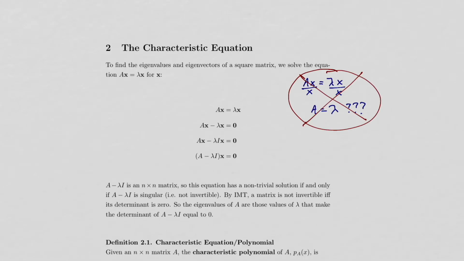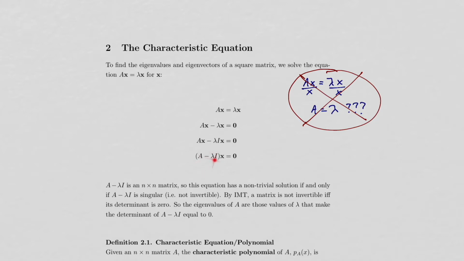Okay, well, what do we do instead? We can subtract lambda x from both sides, and then we can write lambda x as lambda times I times x. That might seem like a strange thing to do, but I is the n by n identity, and if I multiply I times x, I just get x. And the reason I do that is so that I can factor an x out on the right side, leaving A minus lambda I. The reason I need a factor of I in here is because inside here, I've got a matrix minus something, and that's only defined if this something is also a matrix.